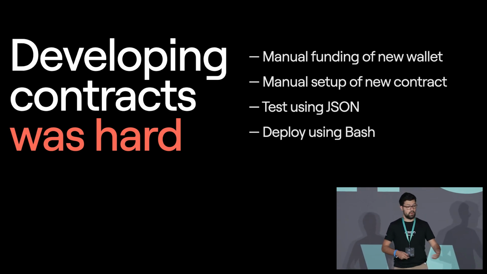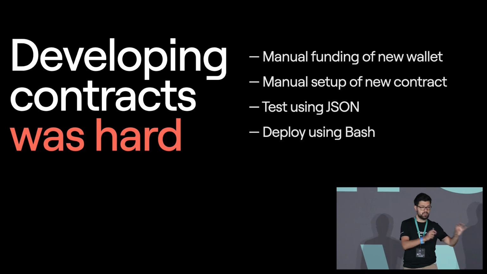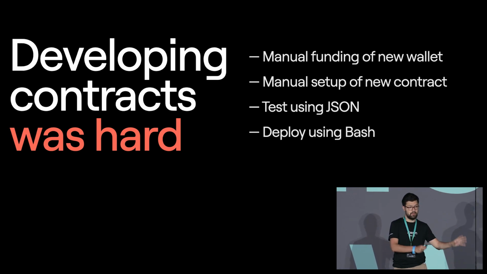And fourth, you have to use Bash or another scripting alternative to deploy contracts. And this, again, is not really very convenient. It's very error-prone, I would say. And this is the last thing you want when you deploy things and interact with a real blockchain. So developing contracts was very hard.